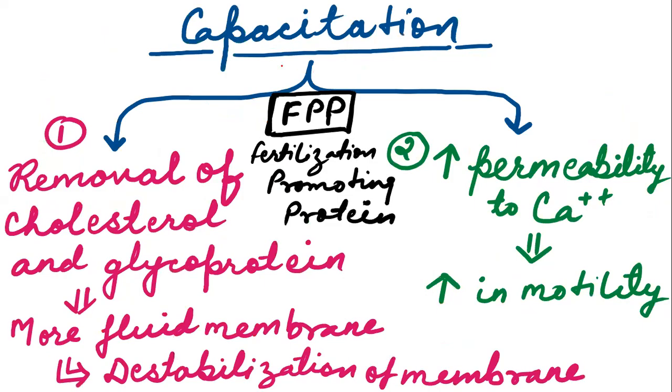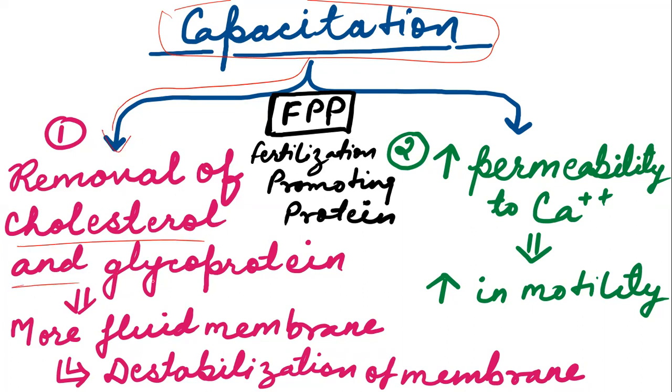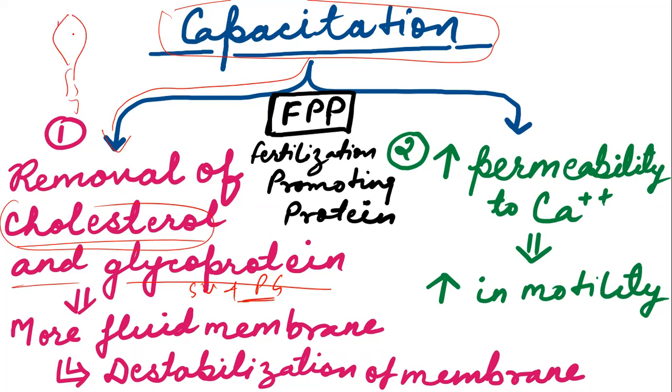Next we'll see what is happening during the process of capacitation. During capacitation, two things occur. One is removal of cholesterol and glycoprotein. This cholesterol and glycoprotein are derived from the seminal vesicle and the prostate gland. Because of the removal of cholesterol, the plasma membrane of the sperm becomes more fluid, or we can say the fluidity of the membrane is increased.